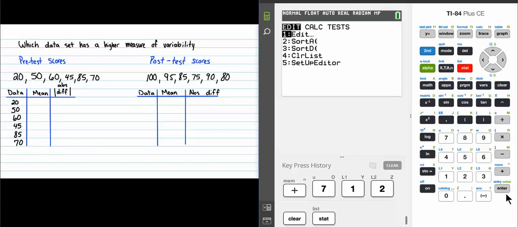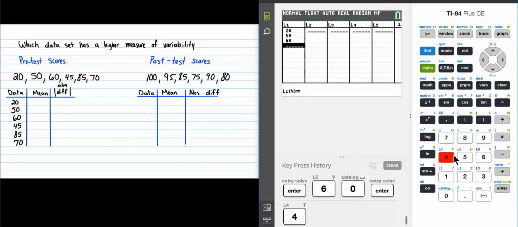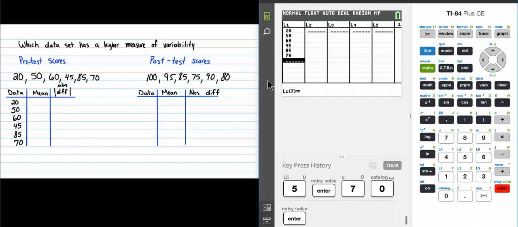So stat, edit. And what I'll do under list 1 is I'll type in my data. So 20, 50, 60, 45, 85, and 70. And I strongly recommend that you double check that you type these in right, because if you make a mistake, everything from this point forward will be wrong. All right, so what we want to do next is we're going to go to the home screen.